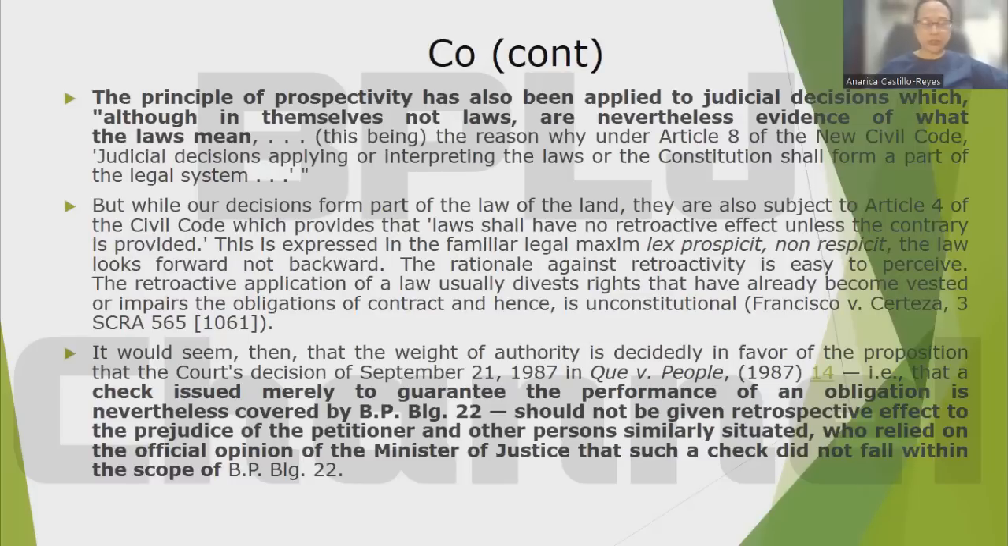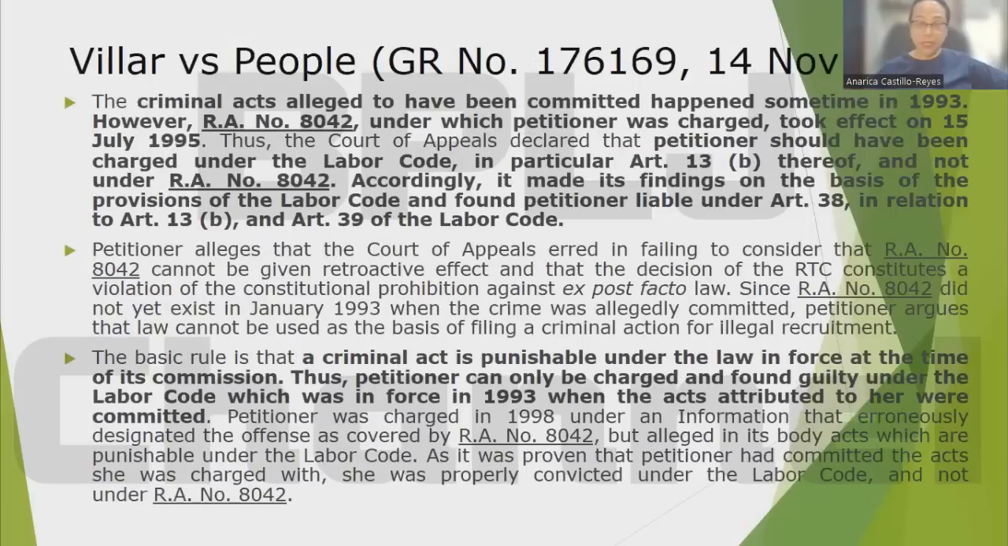So the High Court said that the principle of prospectivity has also been applied to judicial decisions, which, although themselves not laws, are nevertheless evidence of what the law is. So a check issued merely to guarantee the performance of an obligation is covered by BP 22, should not be given retrospective effect to the prejudice of the petitioner and other persons similarly situated who rely on the official opinion of the Minister of Justice that such check did not fall within the scope of BP 22.